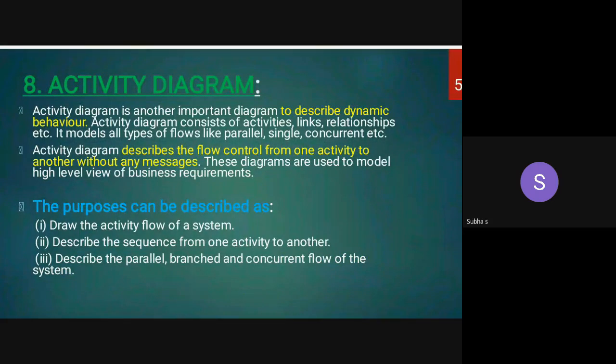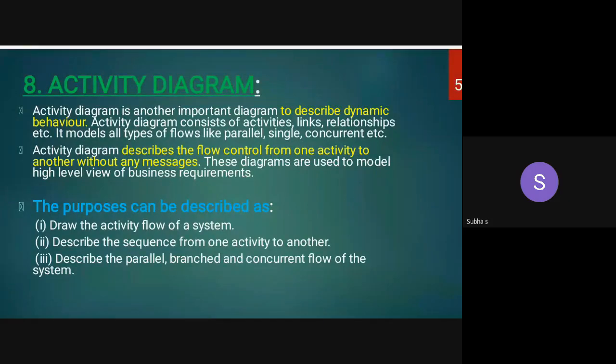Now, the activity diagram. In this class I am going to explain it in depth. It tells the dynamic behavior. The activity diagram consists of activity, link and relationship. It models all the types of flow, whether parallel, single or concurrent.